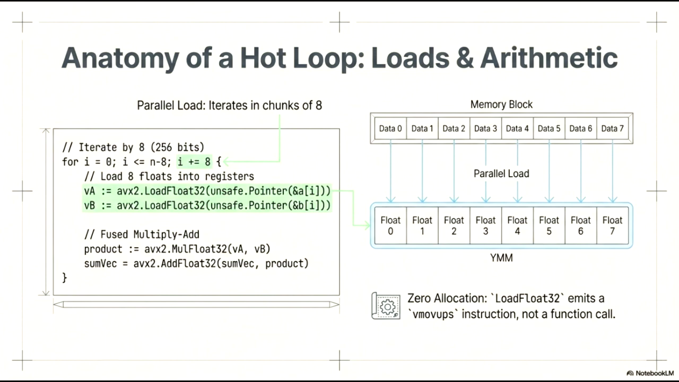Once the data is loaded, vector arithmetic is performed. Here, we see a multiplication followed by an addition, which forms the basis of a dot product or similar calculation. By operating on entire vectors instead of scalars, we significantly increase throughput and hardware utilization, allowing the processor to execute more operations per clock cycle.